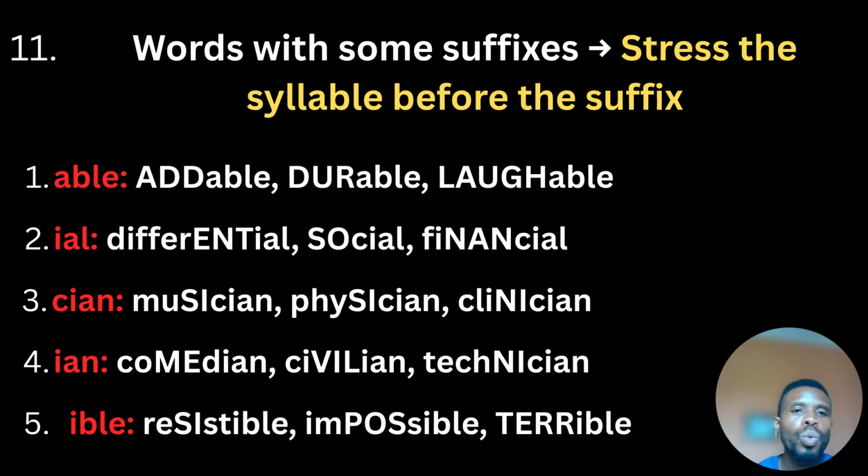Rule number 11, words with some suffixes. Stress the syllable before the suffix. Now, these suffixes are here. A-B-L-E, able: we have audible, durable, laughable. I-E-L: differential, social, financial. Musician for C-I-N, physician, clinician. Comedian, civilian, technician. Resistible, impossible, terrible.